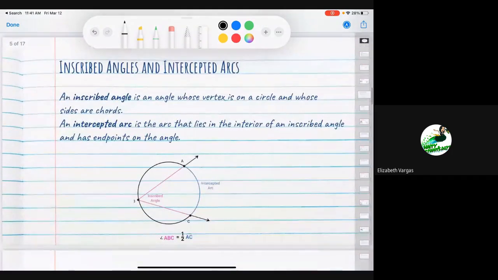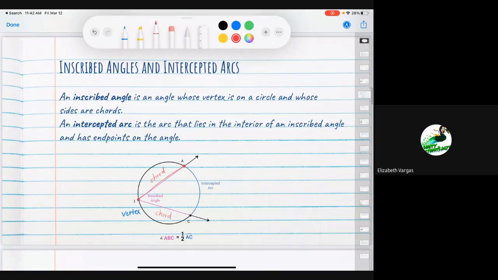Now we're going to go ahead and get into inscribed angle. An inscribed angle is an angle whose vertex is on a circle and whose sides are chords. So its vertex is located on the circle. This would be its vertex. And then its sides are created by chords. So these are its sides. And remember that chords go from one side of the circle to the other side. So this would be a chord and this would be a chord.